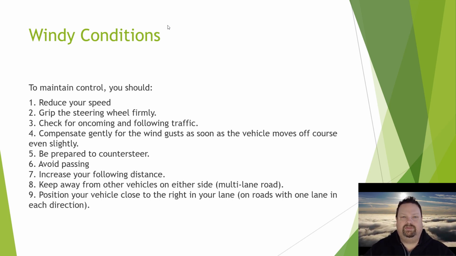Number 9, position your vehicle close to the right in your lane on roads with one lane in each direction. What that means is that if you're on a 2-lane road and they're going in opposing directions, you want to be closer towards your shoulder than you are to the opposing lane, because if that wind gusts and blows your car and causes you to drift a little bit into the opposite lane, you may find yourself in a head-on collision, and that's not something you want. So you want to be very careful. Move close to your shoulder to the right on a 2-lane road with opposing traffic.